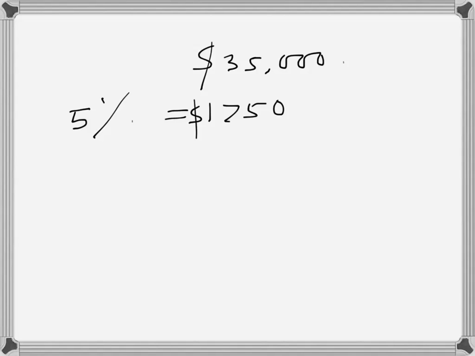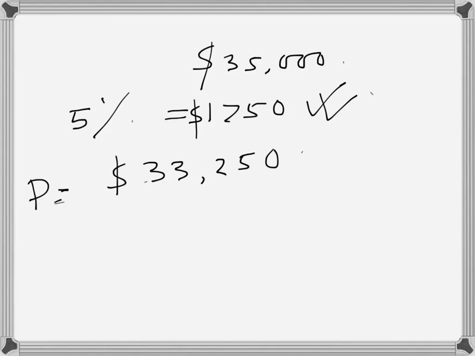So the amount he has to repay is 35,000 minus 1750, which is $33,250. So this is the amount borrowed, can be said, because this is already deposited, and this is the amount he has to return in 4 years at an interest rate of 12% per annum. But of course he has to return monthly.